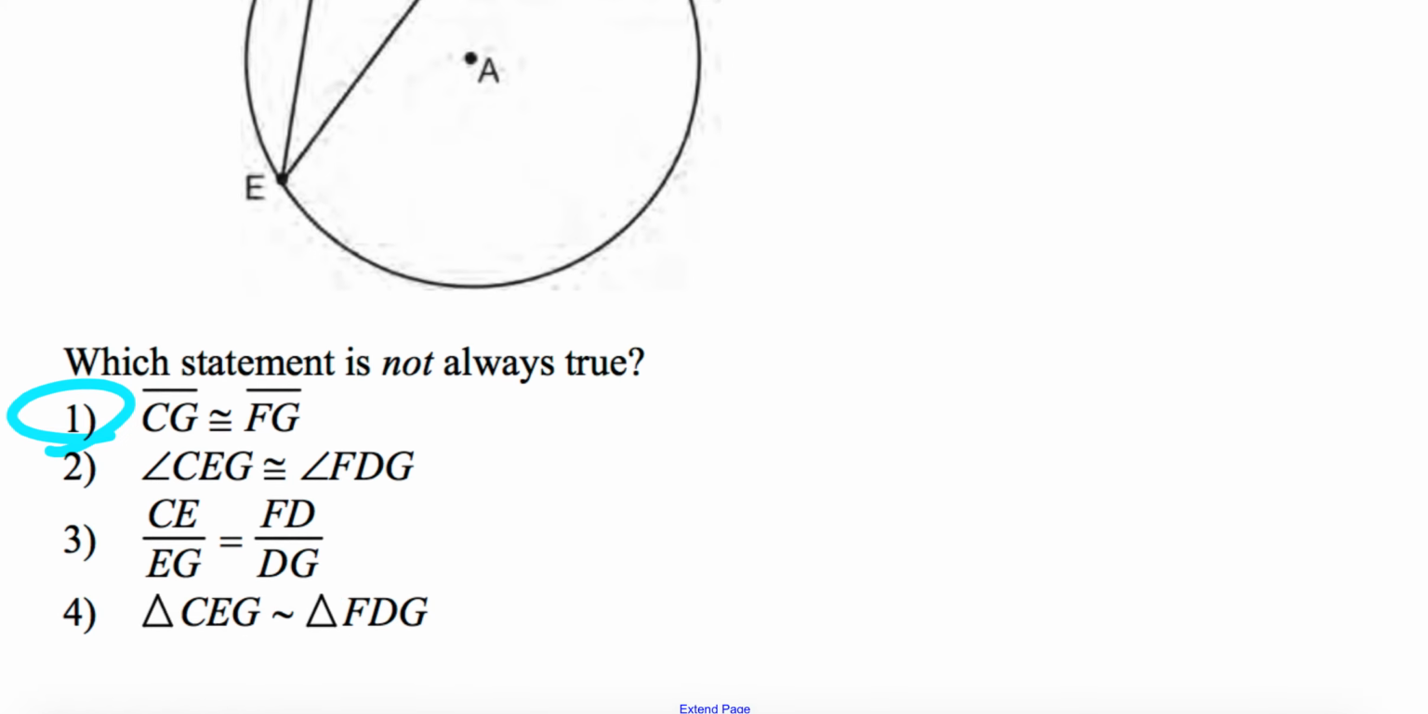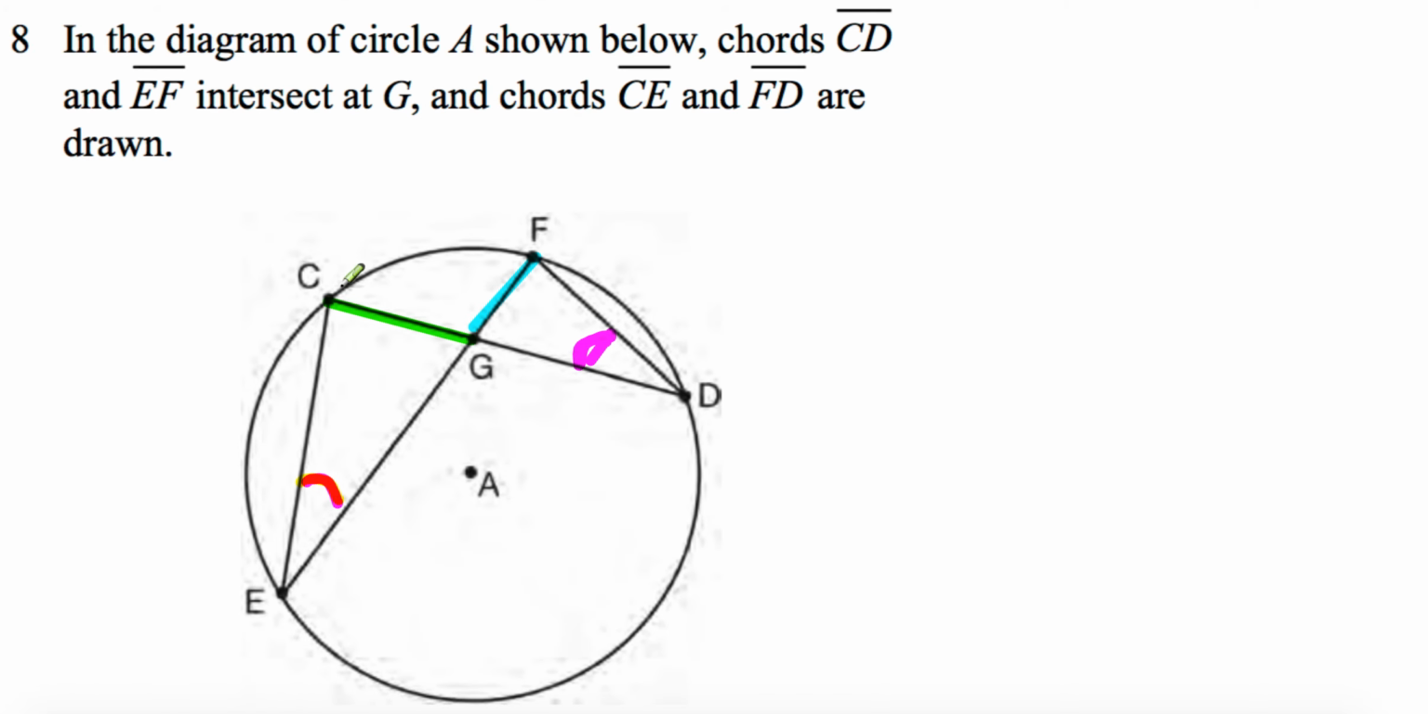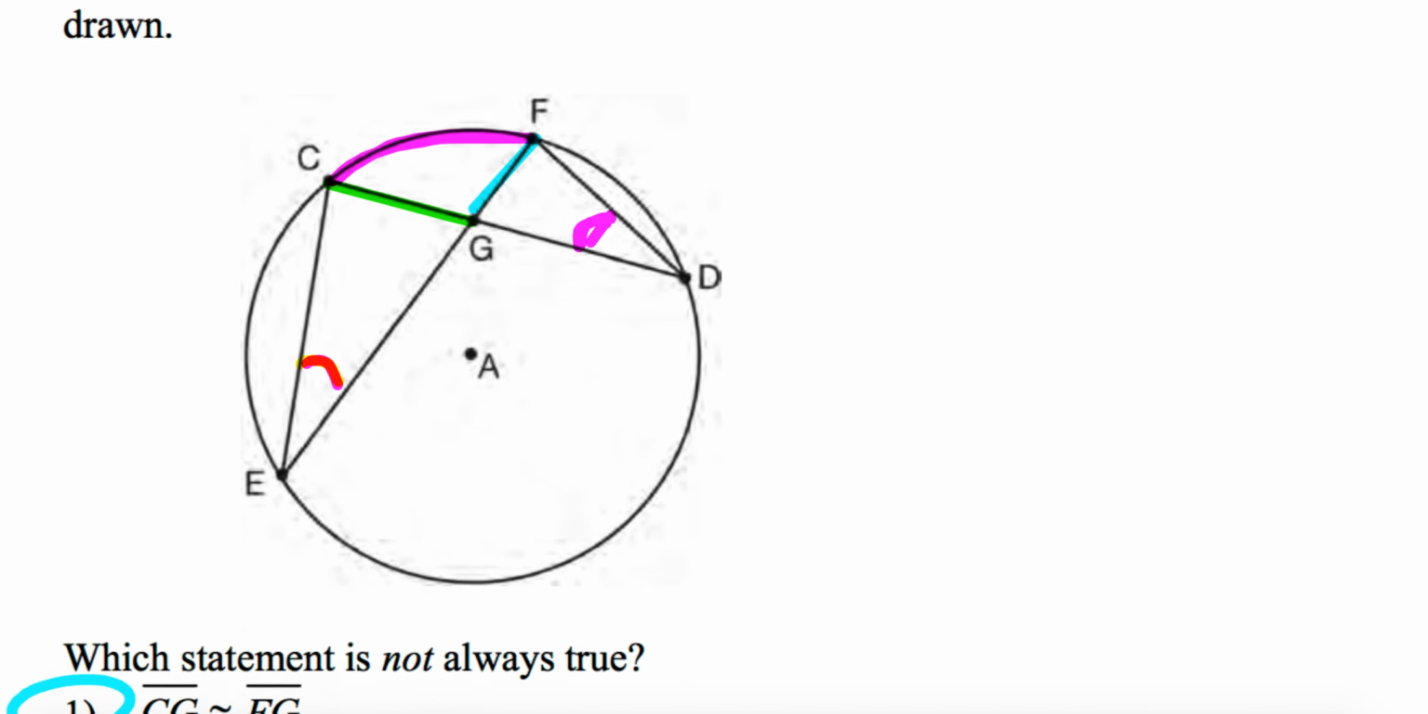Angle CEG. Why is this angle congruent to FDG? Why are these two angles congruent to each other? Because they share the same arc, you see. So therefore, this red angle is the half of this arc. This purple angle is same as well. So therefore, they must be equal to each other.